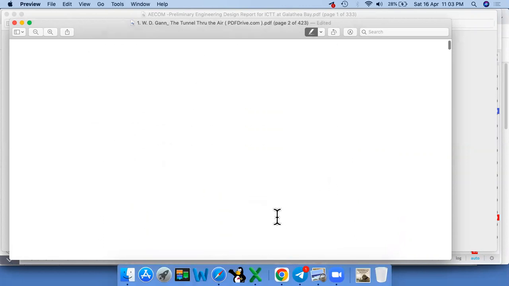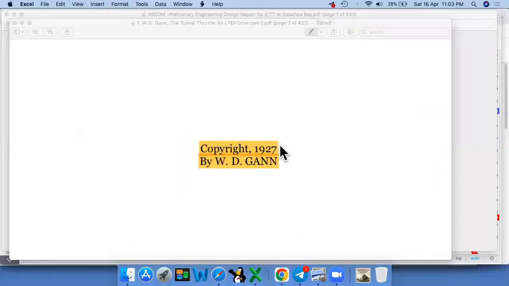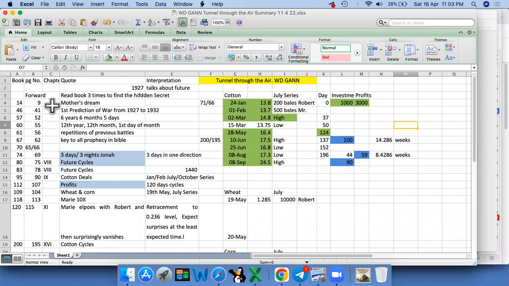Now, the first and most important thing is, this book was written in 1927, and he predicted many of the things to happen in the future, let's say from 1927 onwards till 1932, right? I have done one thing from my side. I just made an Excel sheet where most of the things have been mentioned. So probably this would be helpful for us for various points together.